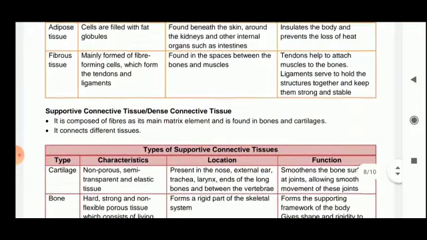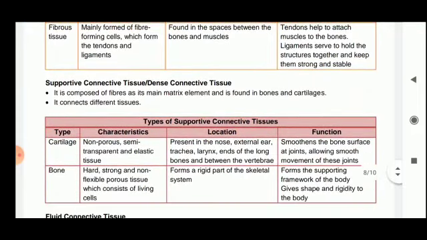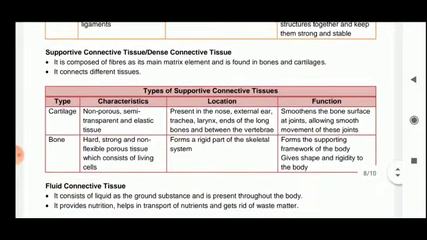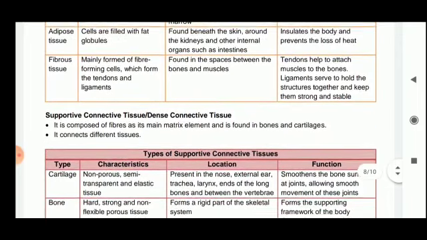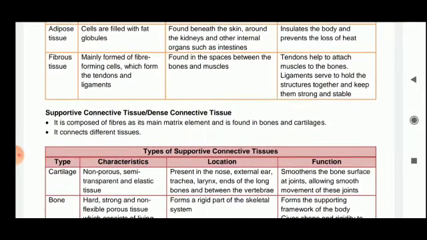Alright, now we come to the second type, supportive connective tissue. We have seen the proper or loose connective tissue. Now we are going to talk about the second type of connective tissue, which is supportive connective tissue and dense connective tissue. Alright, so let's talk about the types of connective tissues. So let's see the first point, supportive tissue. It is composed of fibers and its main matrix element, and is found in bones and cartilages.